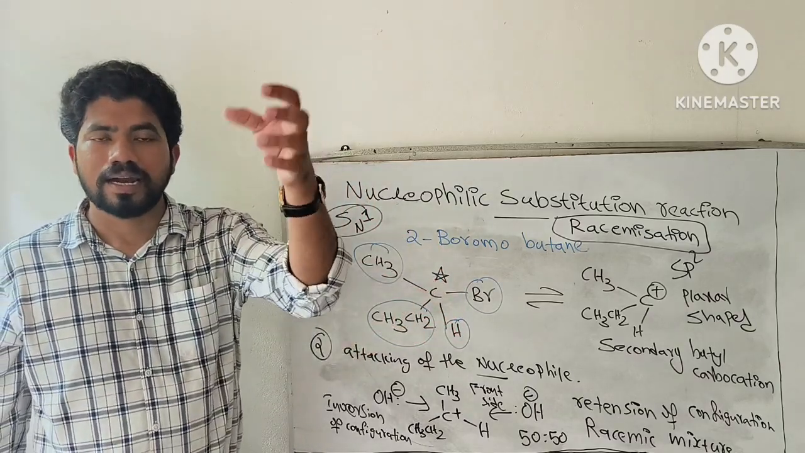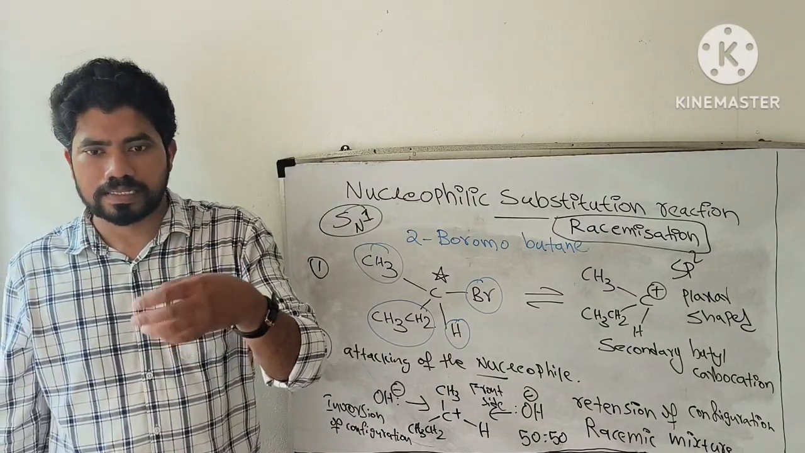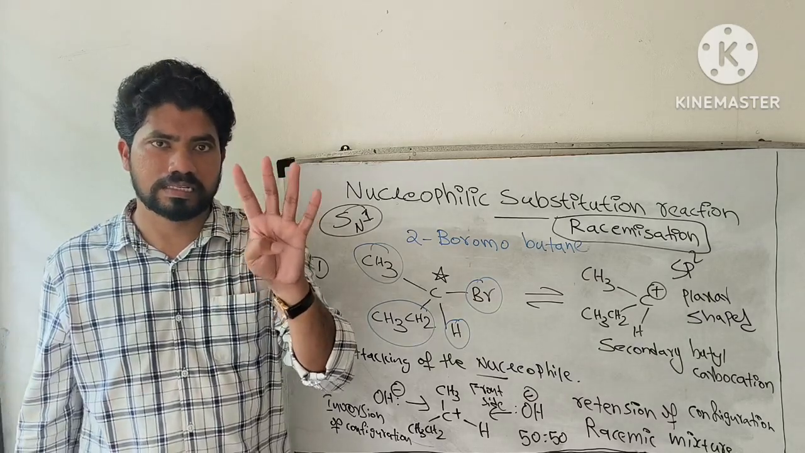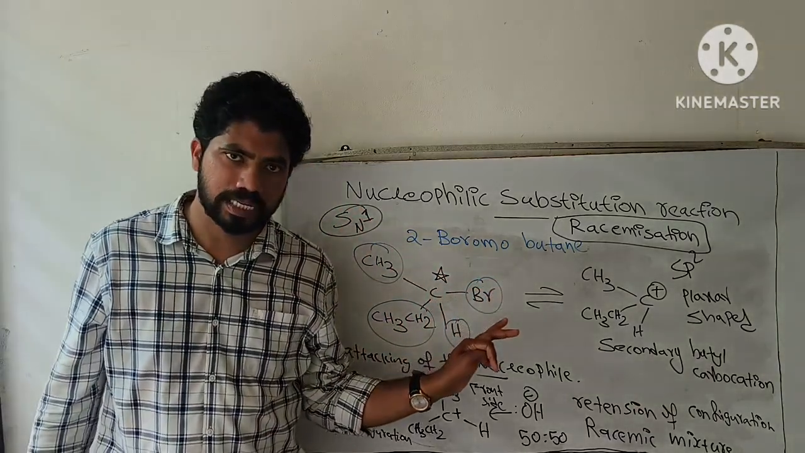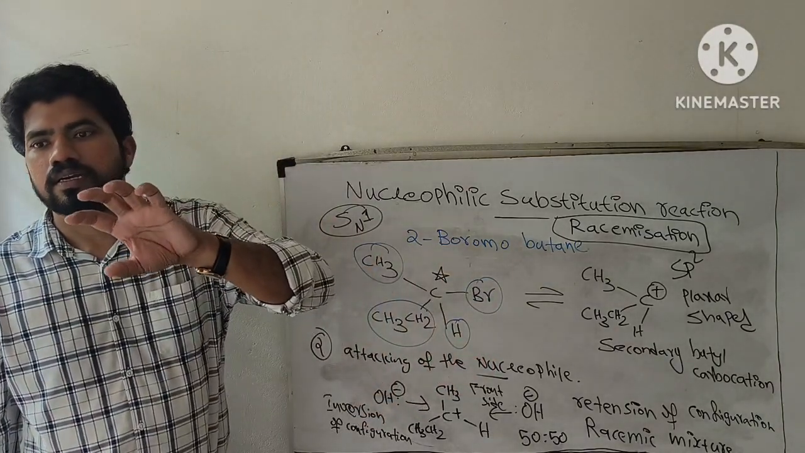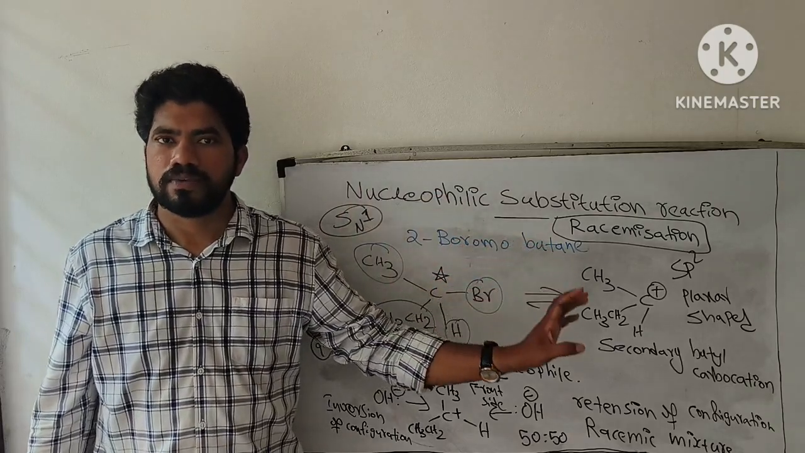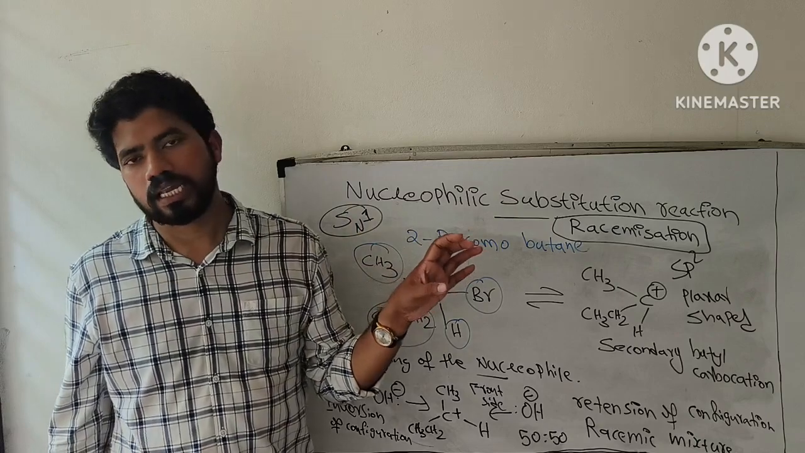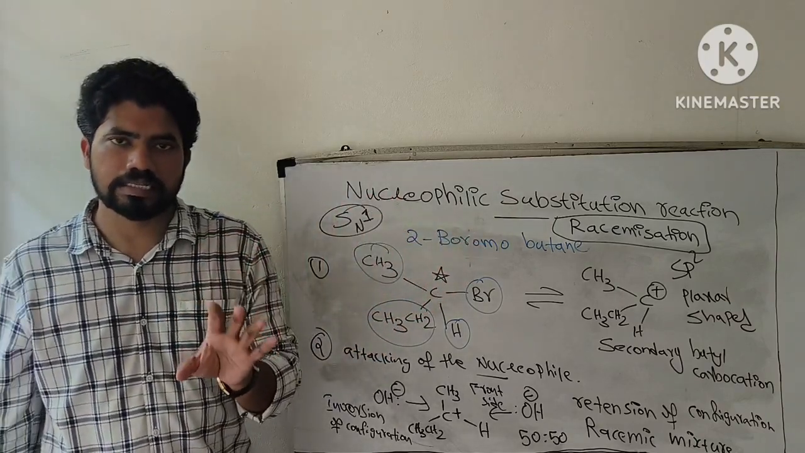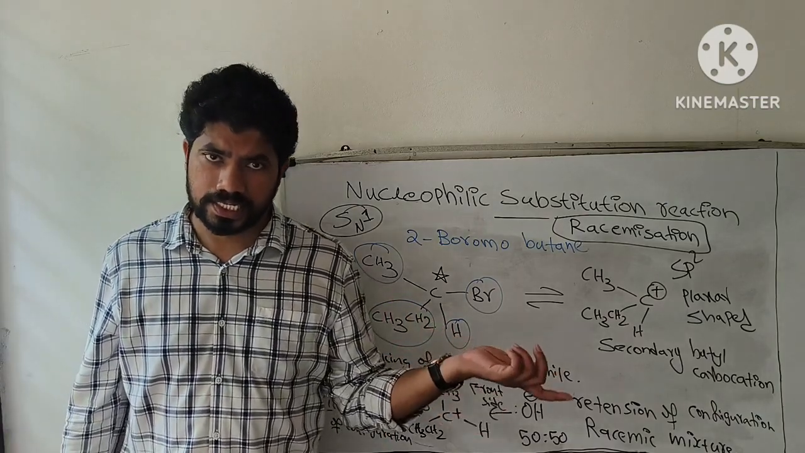Okay. Regarding the SN2 mechanism, we can say some points. The first point is that it is a single step process, and no intermediate is formed in the SN2 mechanism. Once the nucleophile attacks, the departure of the leaving group as halide ion happens, and the order of reactivity of alkyl halide towards SN2 reaction is primary greater than secondary greater than tertiary.